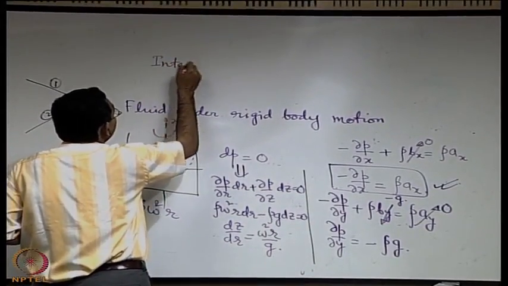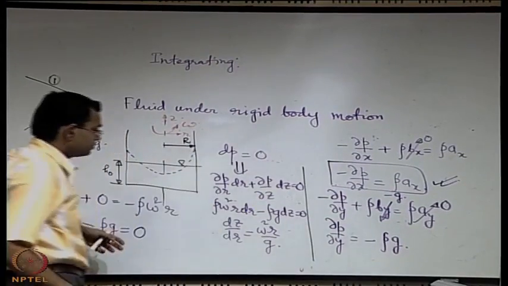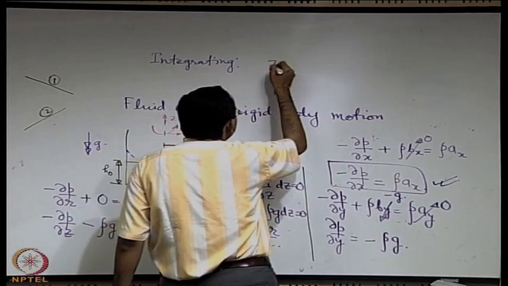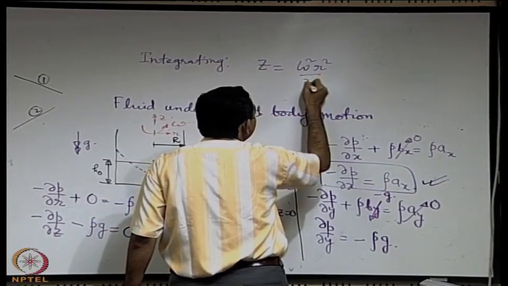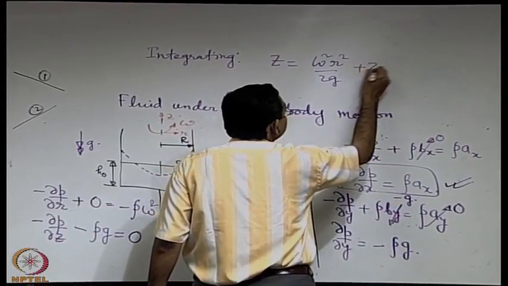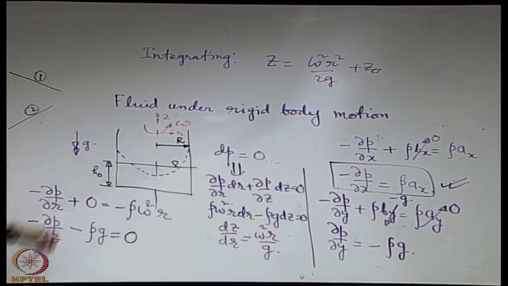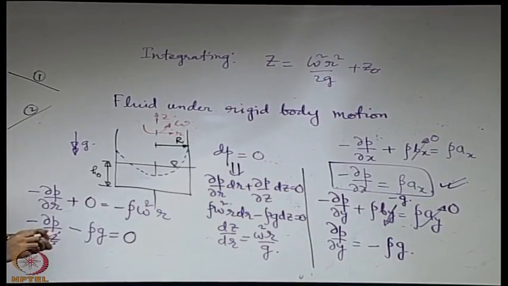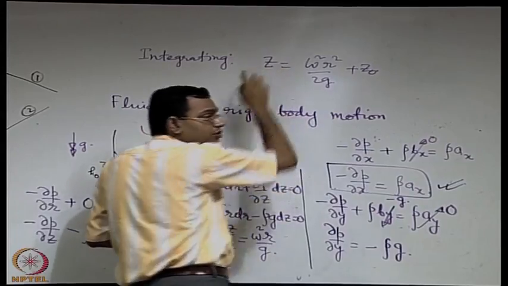Integrating, it follows z equals omega square r square by 2g plus a constant of integration z naught. You can set up the constant of integration z naught by choosing a reference such that when r equals 0, z equals 0.